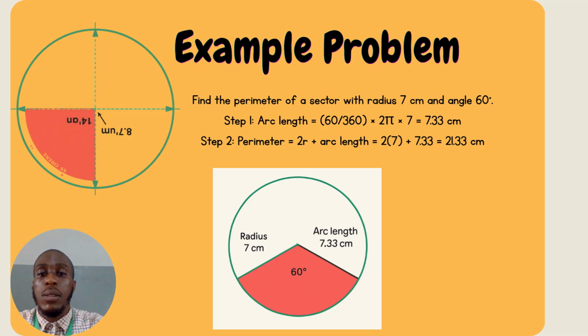So that's 2 times 7, that's 14. 14 plus 7.33 centimeters gives you 21.33 centimeters. So we will be bringing this to a conclusion in the next slide.